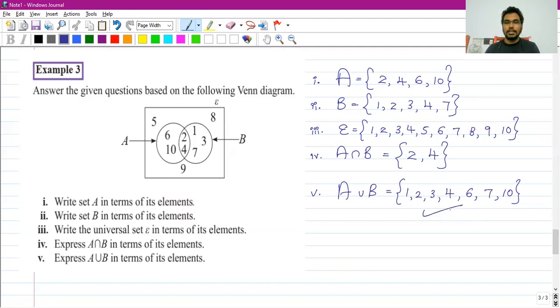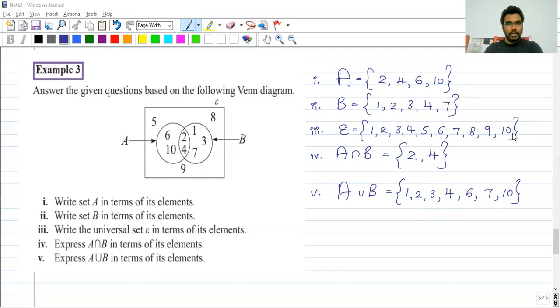So yes, this is A union B. So we have confirmed it. This is A union B. Yes, so it is correct. Now shall we move to another example so you can get a better idea.